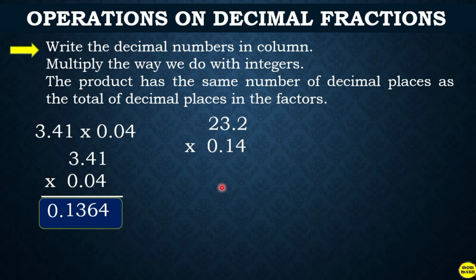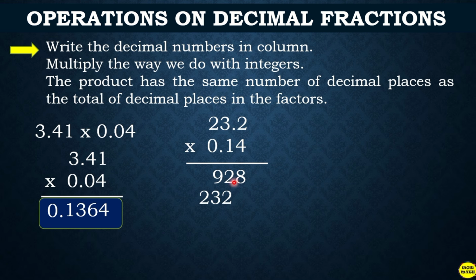Okay? Next, I have 23.2 times 0.14. So, let us multiply the way we do in integers. So, 4 times 2, that is 8. 4 times 3, this is 12. So, yung 2, lagay natin dito. Since 12 siya, may 1 tayo dyan. Okay? So, 4 times 2, that is 8 plus 1, that is 9. And then, eto naman. So, 1 times 2, that is 2. 1 times 3, that is 3. And 1 times 2, that is 2.